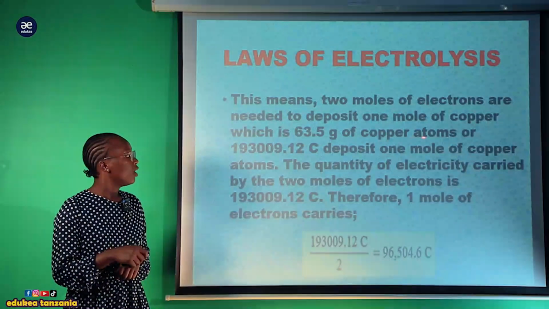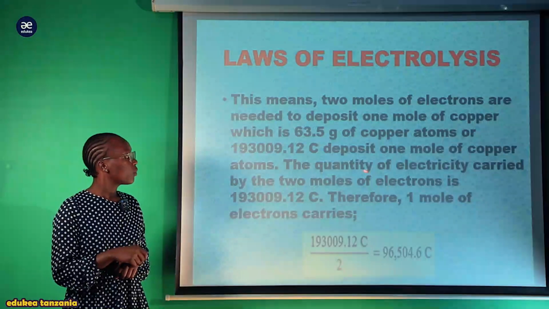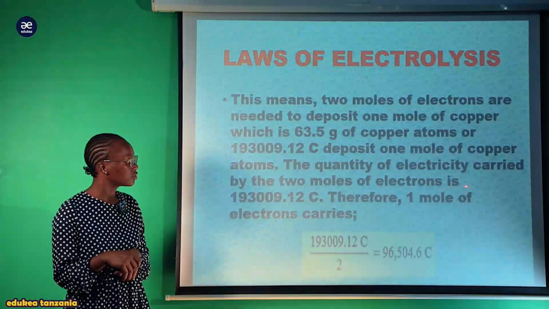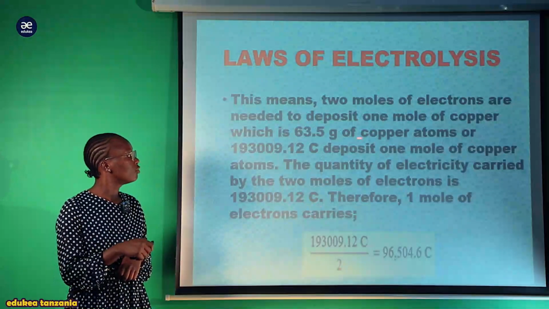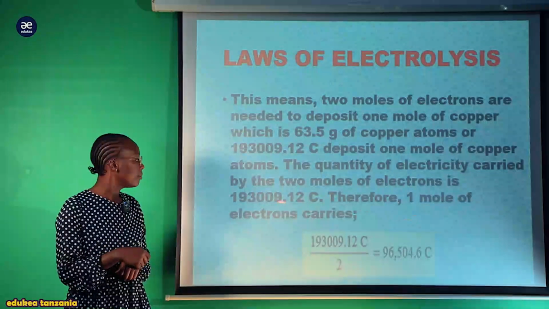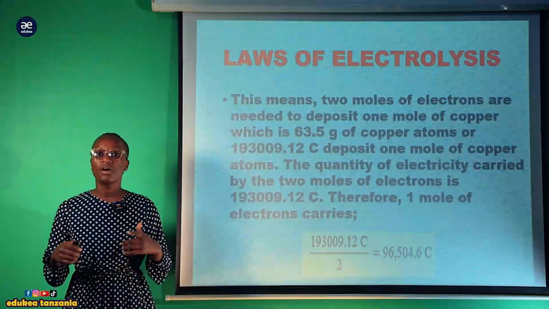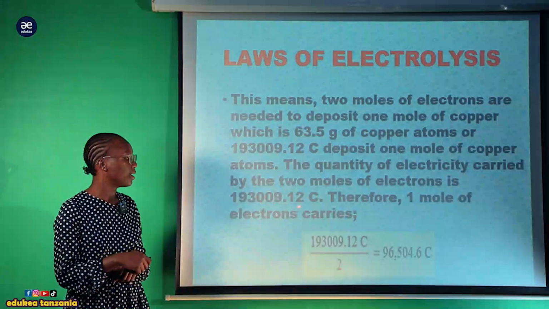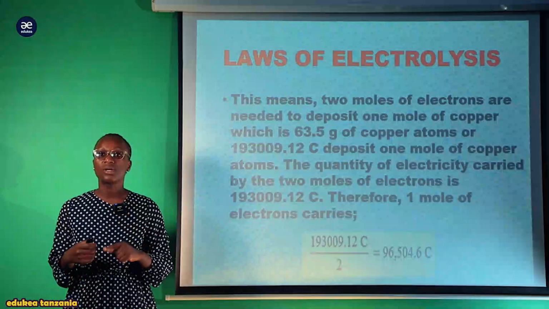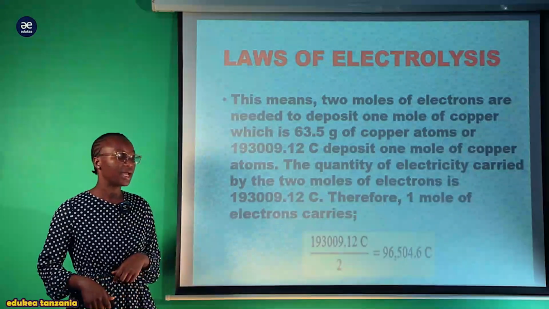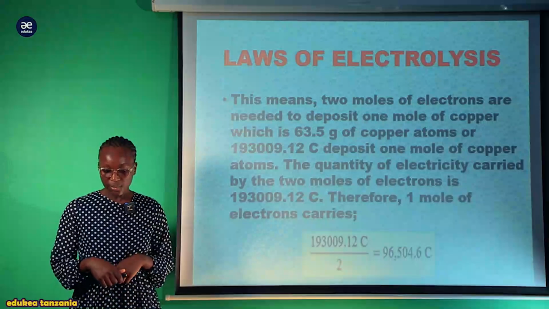It is possible to determine the Faraday's constant from the given result. Yes, it is very easy to determine their values. 1 mole of copper is equivalent to 63.5 gram of copper. And the electrochemical equivalent of copper, we know that it is 3.29 times 10 power -4 gram per coulomb.